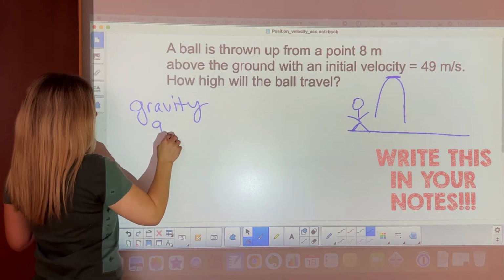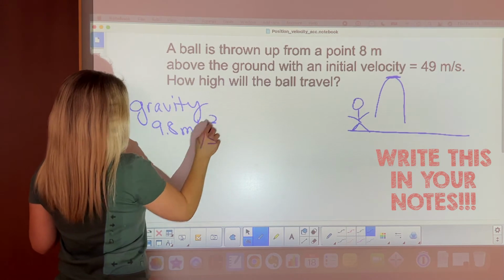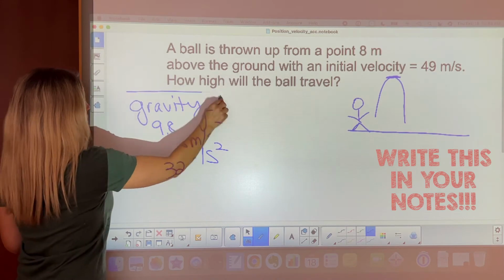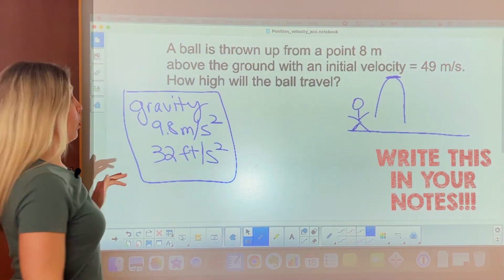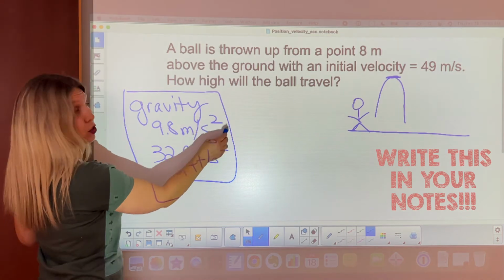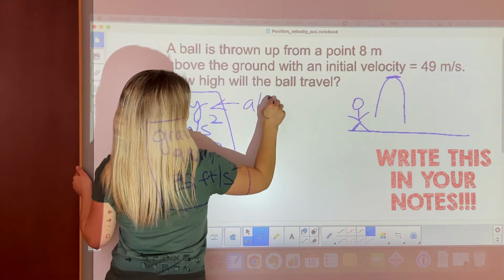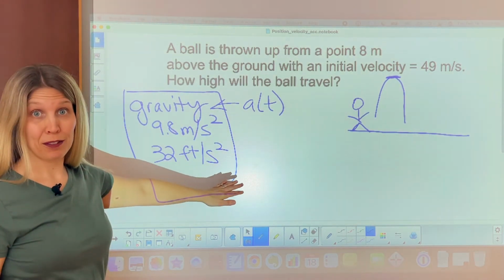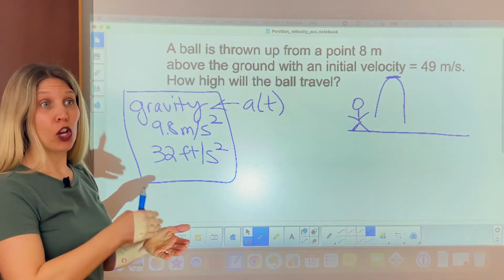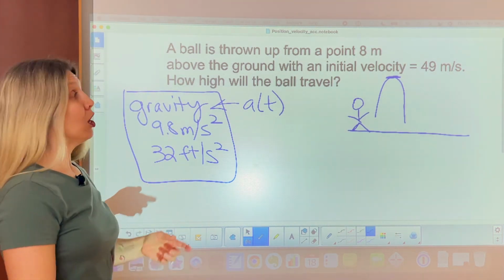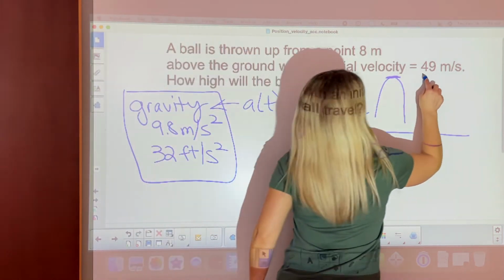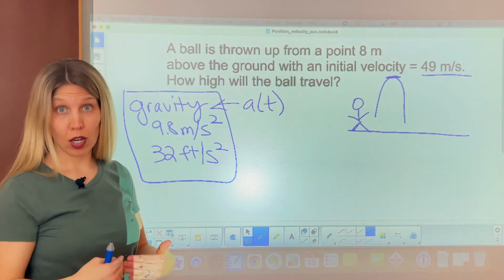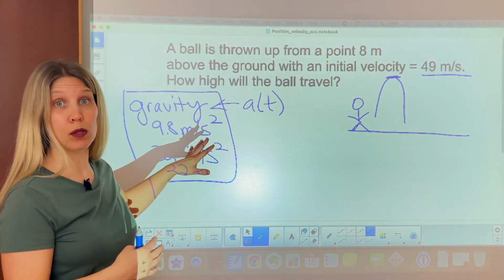Gravity is 9.8 meters per second squared, or if you're dealing with feet, it's 32 feet per second squared. Get that in your notes if you don't know it. Gravity, and if you notice your units here, this is your acceleration. Gravity is acceleration, and you can know that by the units because acceleration is a unit per time squared, whereas you notice velocity over here is a unit per time, and position would just be a unit, right? Whatever, in this case we're dealing with meters.